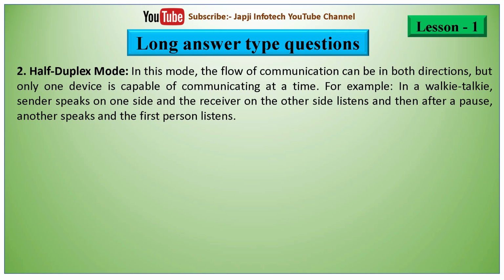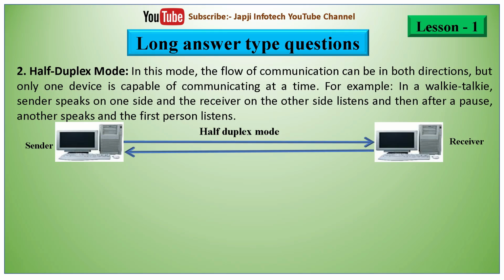And the second one is half duplex mode. In this mode, the flow of communication can be in both directions, but only one device is capable of communicating at a time. For example, in a walkie-talkie, the sender speaks on one side and the receiver on the other side listens, and then after a pause, the other speaks and the first person listens.